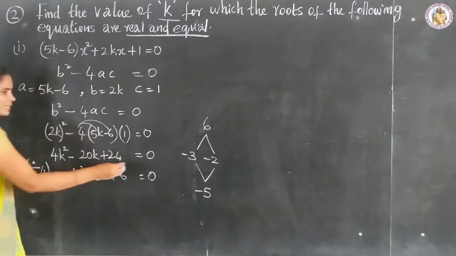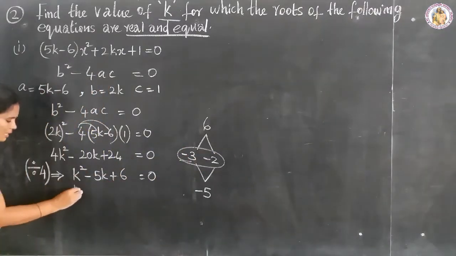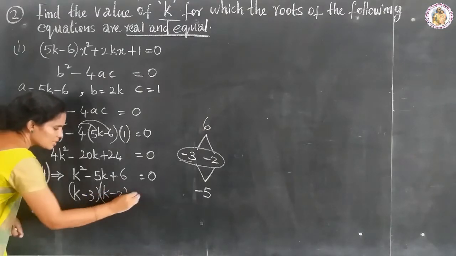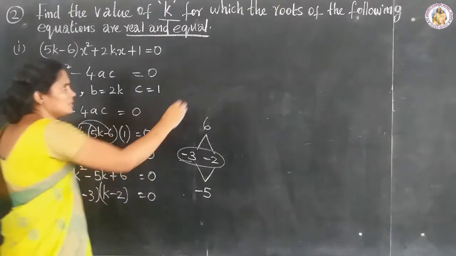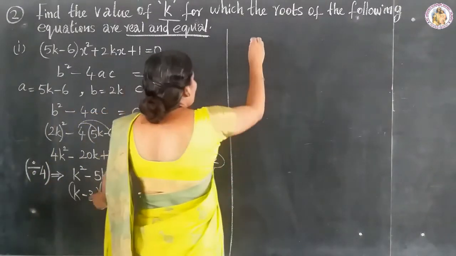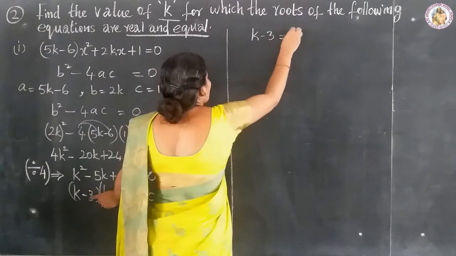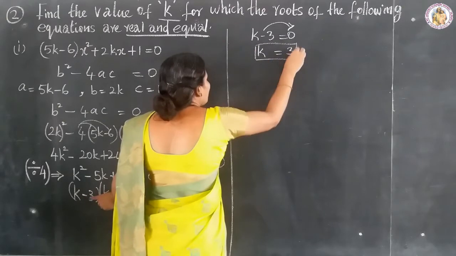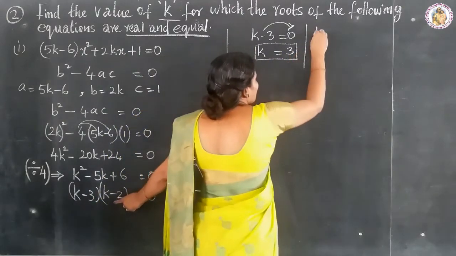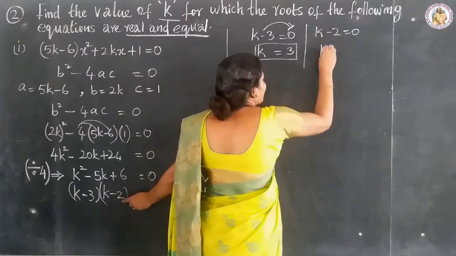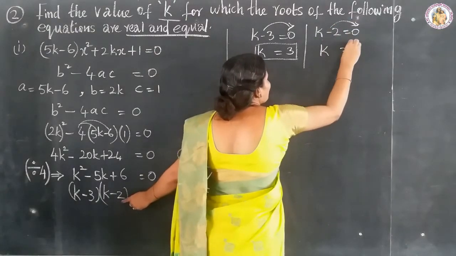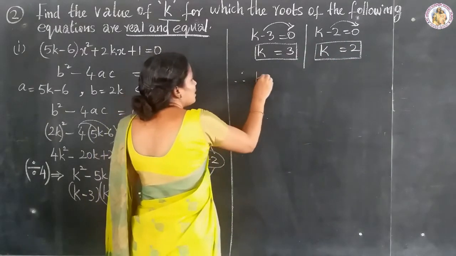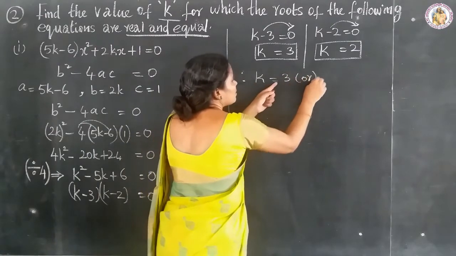Okay, now equal to 0. K minus 3, while it comes to the right side it becomes plus 3. So K is equal to 3. And here again K minus 2 is equal to 0, so K is equal to minus 2, while it comes here it becomes plus 2. So K is equal to 2. Therefore K is equal to 3 or 2.